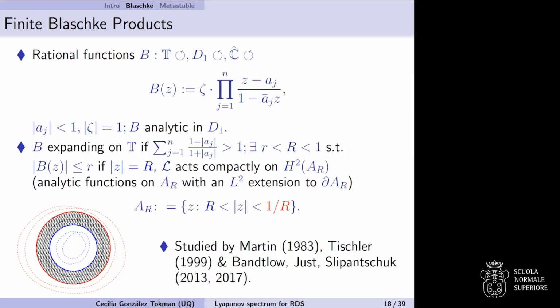Okay, and so if it's expanding on the circle, it's expanding also nearby. And so there's some annulus around 1, which is expanded. And so that gives really good properties for the transfer operator associated to these maps acting on some Hilbert spaces of analytic functions on the annulus. These were studied by many people, but closest to our setting by Martin and Tichler, and much closer to us by Bandtlow, Just, and Slipantschuk about 10 years ago. And they were able to characterize the spectrum of the transfer operator for these maps in the autonomous case.